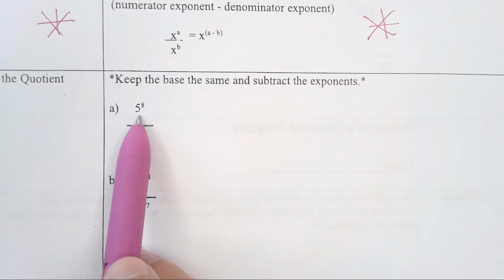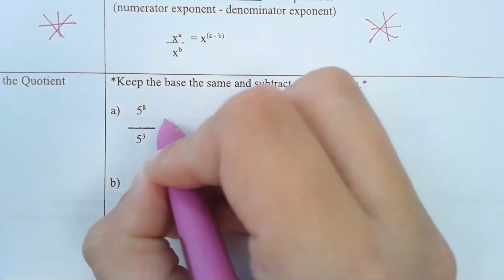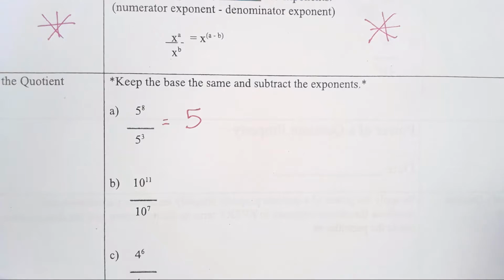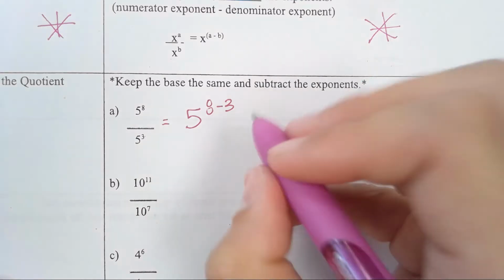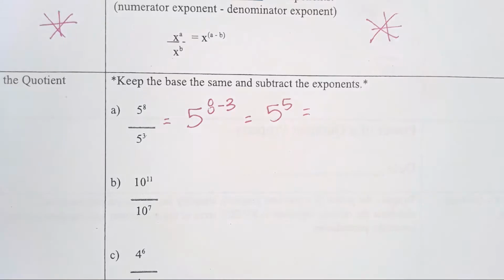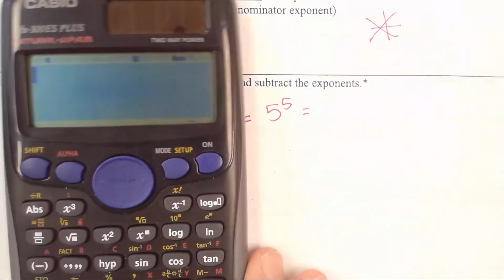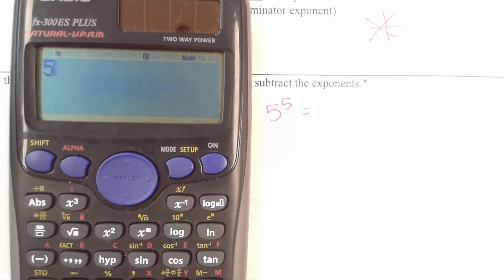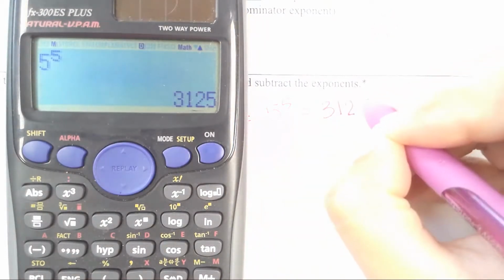So notice here how we have the same base of 5 and we are dividing. The rule says that you are going to keep your same base and then just subtract your exponents. So here we have 8 minus 3, which gives us 5 to the 5th power. Okay. Please remember, if you have an exponent that is 5 or less, we do want you guys to simplify that. So you guys can use your calculator. When you take 5 to the 5th power, let me find my exponent, there it is. 5 to the 5th power is 3,125.